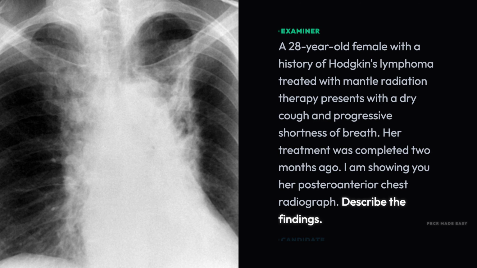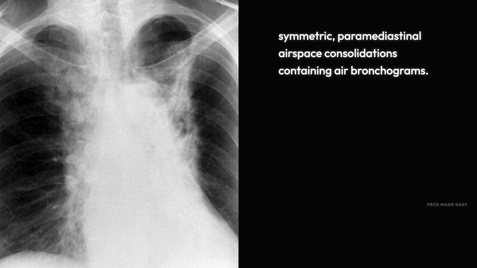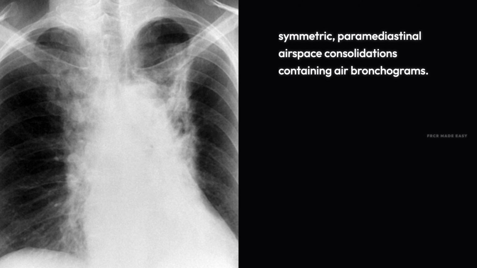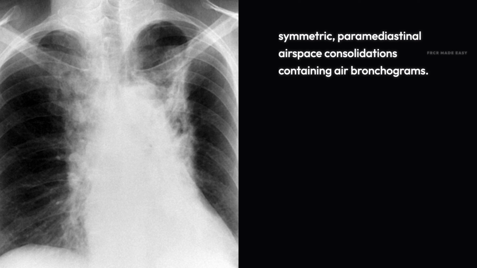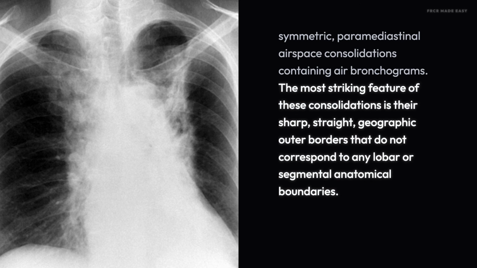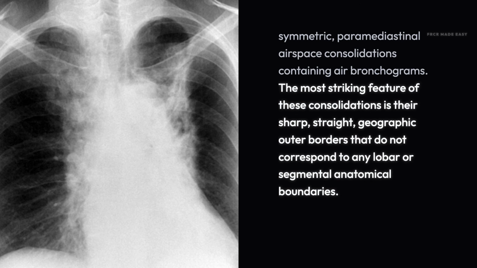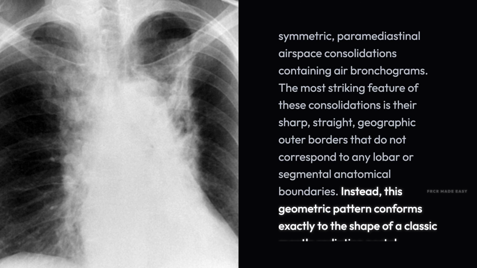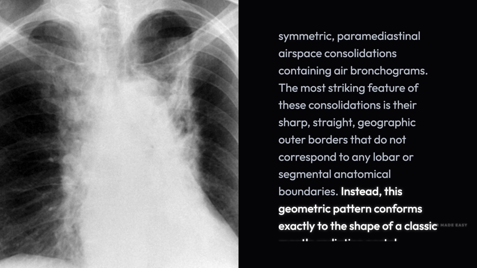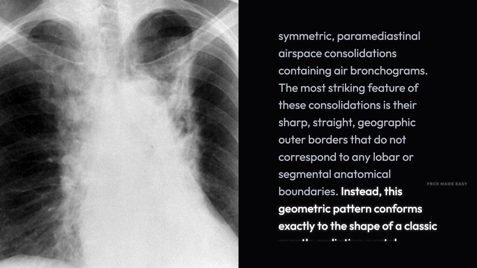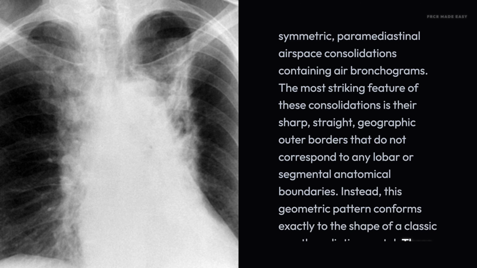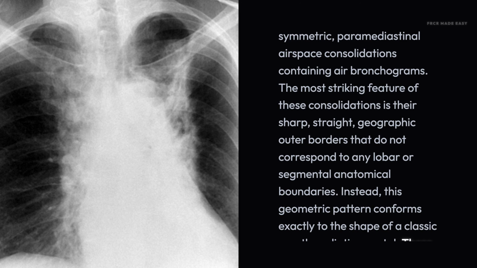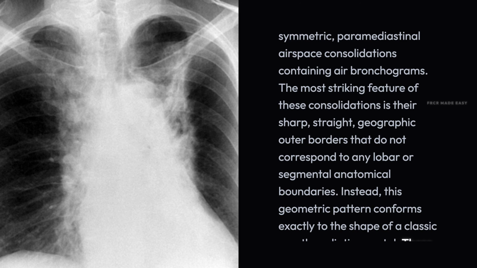Describe the findings. The chest radiograph demonstrates bilateral, symmetric, paramediastinal airspace consolidations containing air bronchograms. The most striking feature of these consolidations is their sharp, straight, geographic outer borders that do not correspond to any lobar or segmental anatomical boundaries. Instead, this geometric pattern conforms exactly to the shape of a classic mantle radiation portal. These findings indicate acute radiation pneumonitis.